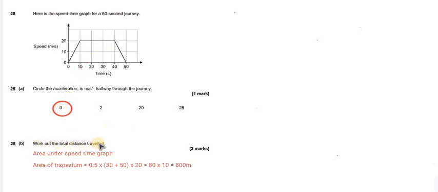Part B, work out the total distance traveled. Total distance traveled from the speed-time graph is the area under the graph. So, that's a trapezium. I've just gone for the whole thing. So it's half A, that length is 40 minus 10, plus B, that's 50, times the height, which is 20. And that's 80 times 20, half of that is 10, so 80 times 10 is 800 meters.